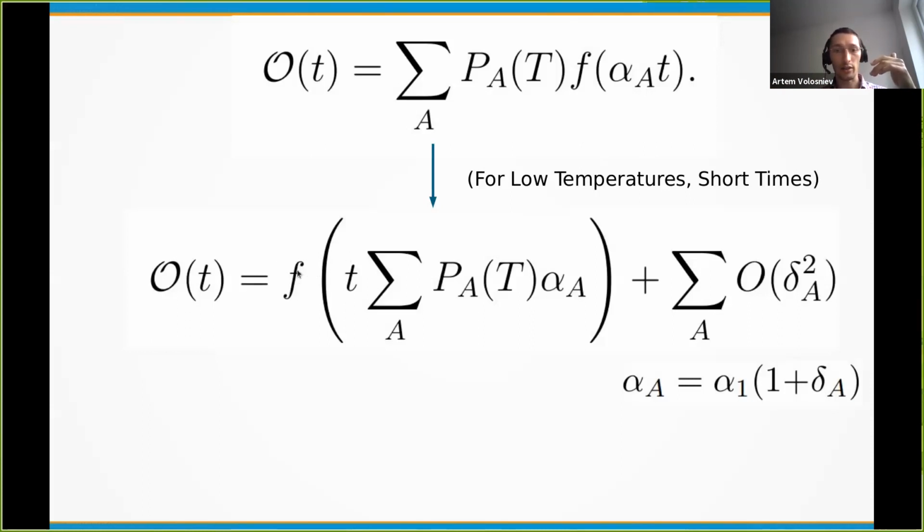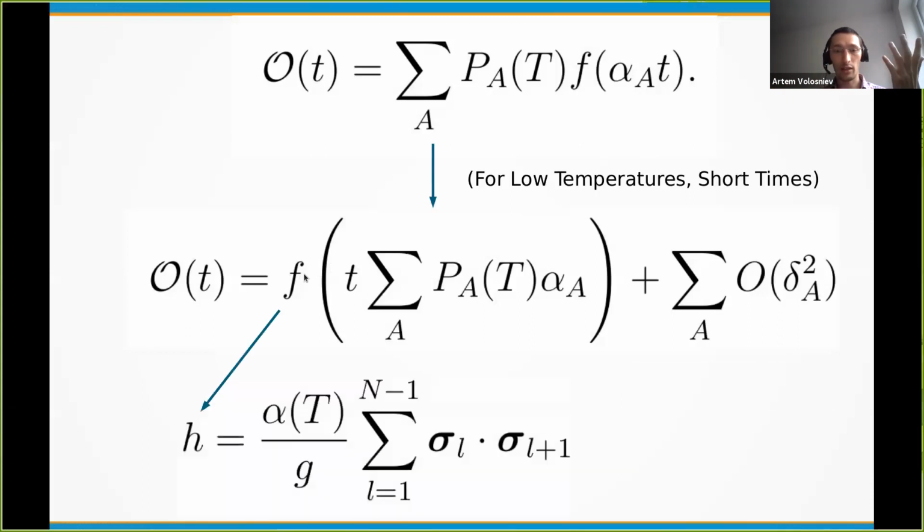But now this function tells us that this dynamics will be similar to the dynamics of some effective Hamiltonian with a parameter t divided by g, where alpha t is just an average over alpha A's. But it will be, again, a new spin chain, which will be now an effective spin chain. So you need to be careful how you think about that. But if you calculate the observable, say the density, or obtained from density matrix, it should be similar to the one obtained here, up to the terms delta A squared.